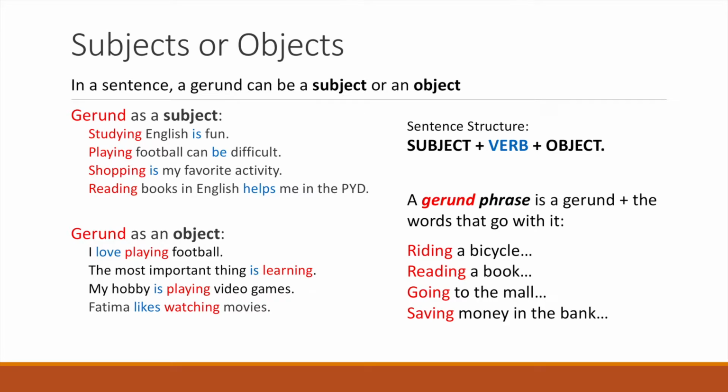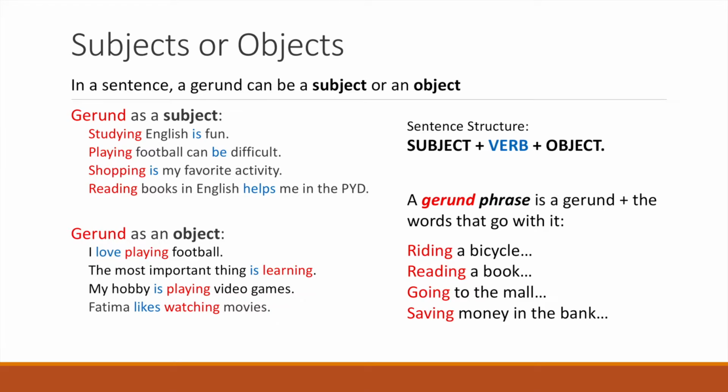Gerunds can be used as either the subject or an object of the sentence. So in a sentence, we can use the gerund as a subject, like studying English is fun. Again, here in this example, we have studying English. This is a gerund phrase. So we take the verb study, we add ing to make it a noun. Now we can talk about the activity as the subject of a sentence.